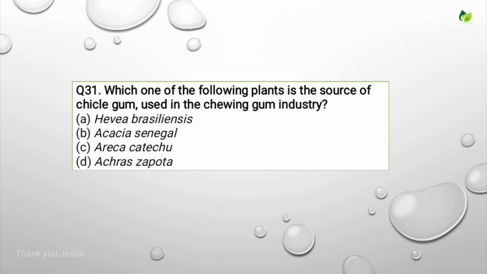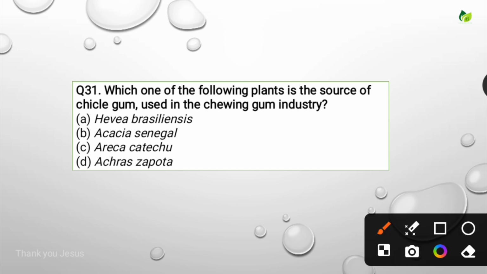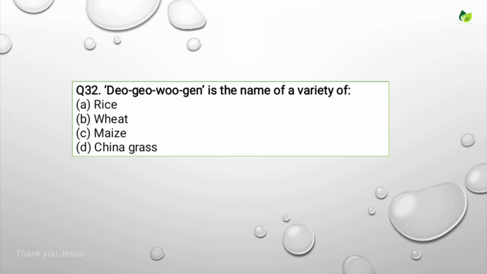Which one of the following plants is the source of chicle gum used in the chewing gum industry? Options are Hevea brasiliensis, Acacia senegal, Areca catechu, Achras zapota. For this, the correct answer is Achras zapota. Let's see the next question.